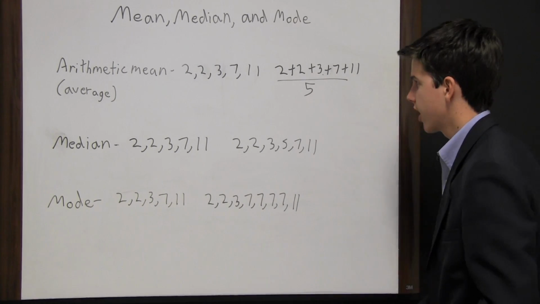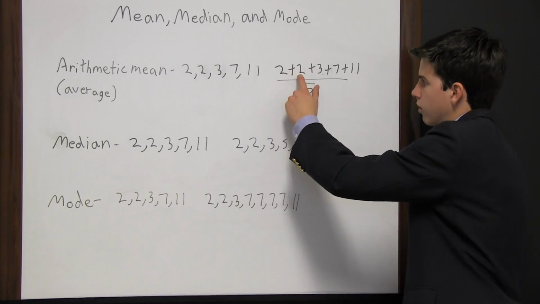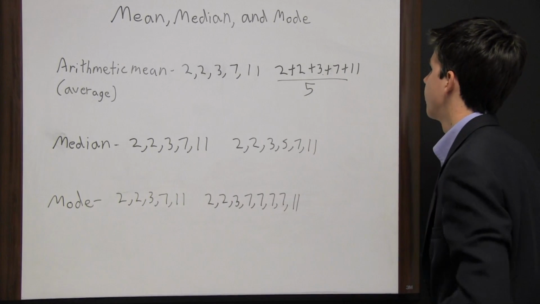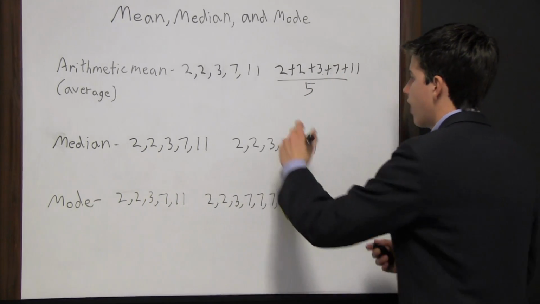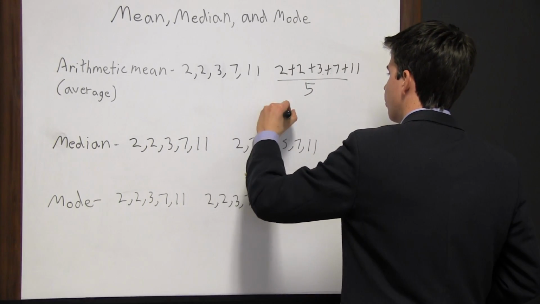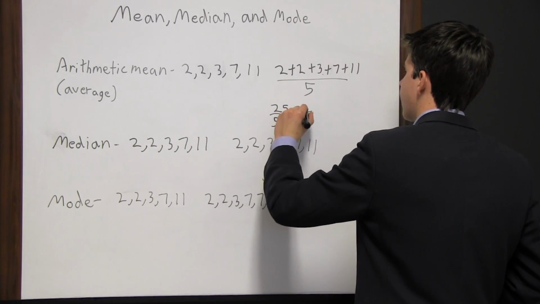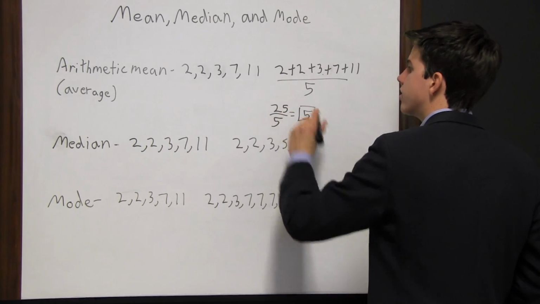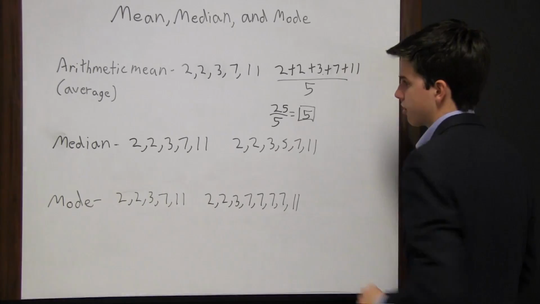You can probably do this calculation in your head. 2 plus 2 is 4, plus 3 is 7, plus another 7 is 14, plus 11 is 25. So we're going to put 25 over 5 and divide that out to find that 5 is the arithmetic mean of this string of numbers.